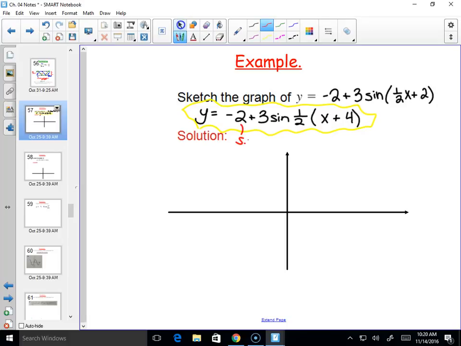All right, here's our sinusoidal axis. -2. This is where we always start at the very first problem, okay? -2 is our sinusoidal axis. What does that mean? It's the middle. The vertical shift says go down 2. This is the middle of our handwriting line.